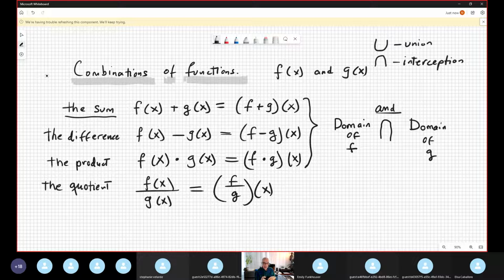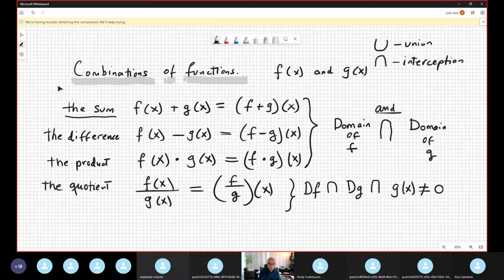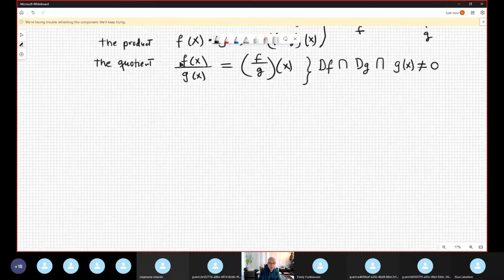No? However, and the last one is similar, the domain of f intersection domain of g is same, but you include an extra, which is when the g expression is non-zero. Okay, because you know it's totally illegal division by zero. Okay, this is theoretical part. Let's see one example. Easy, no big deal.